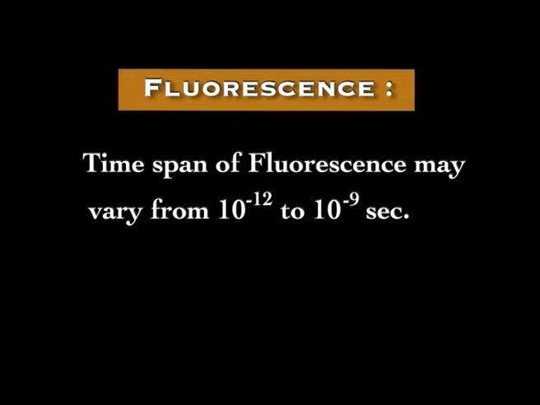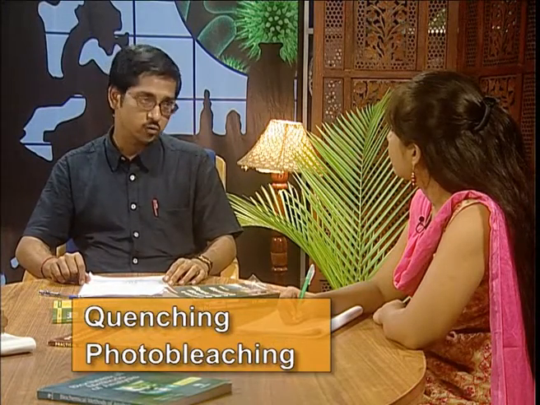Unfortunately, there are certain phenomena which may cause a decrease in the intensity of fluorescence. Two such processes are known as quenching and photobleaching. Quenching is a reversible process. Due to interaction of various chemicals around the fluorophore, for example acrylamide or iodide, it causes a decrease in the quantum yield of the fluorophore.